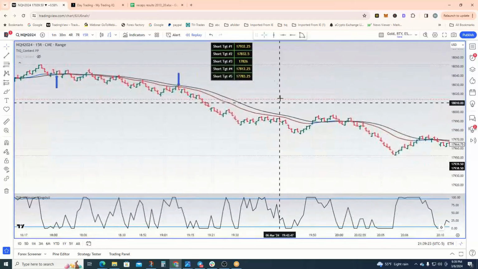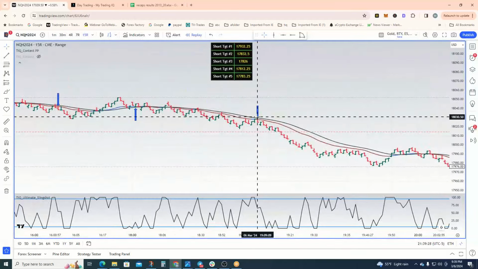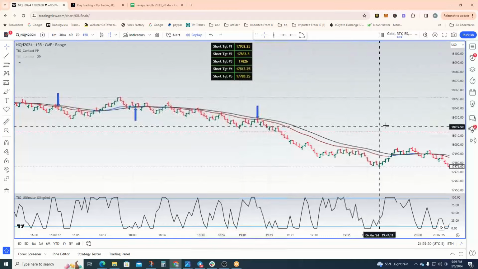Now, I'm also showing the table right here. This table is a target table, and that is built off of the blue arrows. It triggers off the blue arrows.